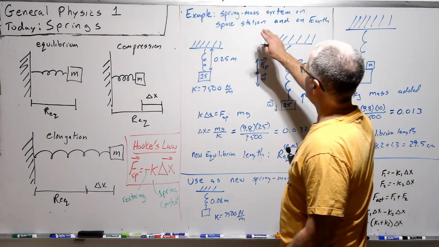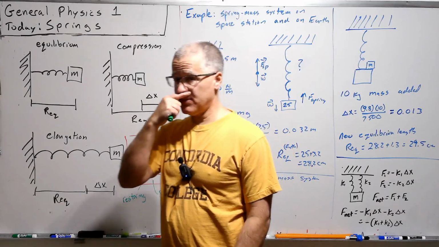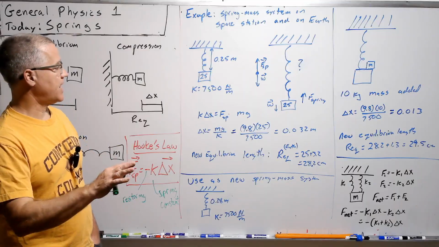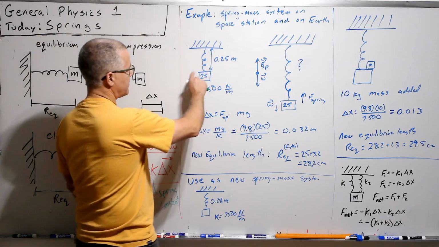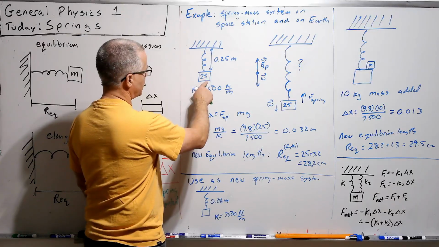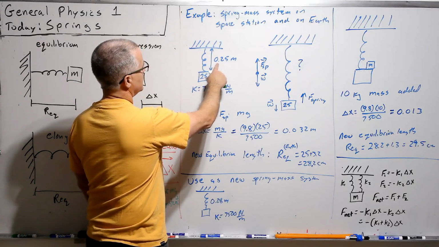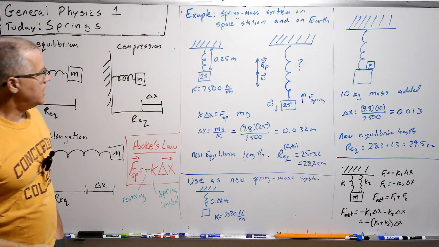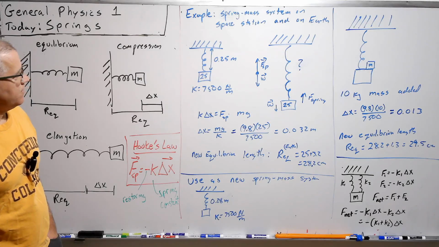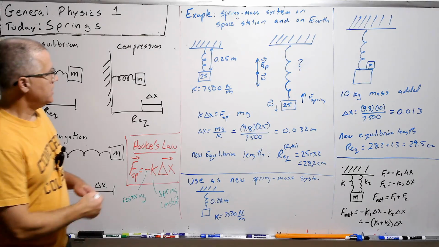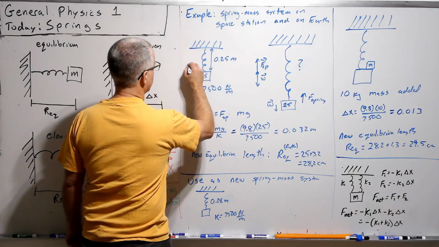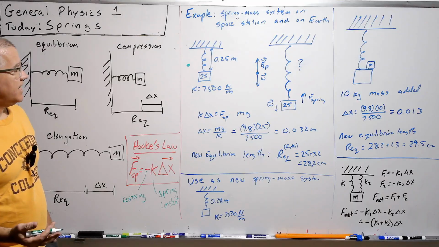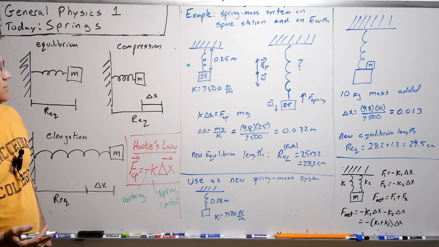Okay, let's look at an example. Let's consider a spring mass system on the International Space Station, and then back on Earth, the exact same system. So let's say we've got a 20 kilogram mass, and on the space station, the equilibrium position is at 0.25 meters. The free body diagram for this would just be a dot, right?